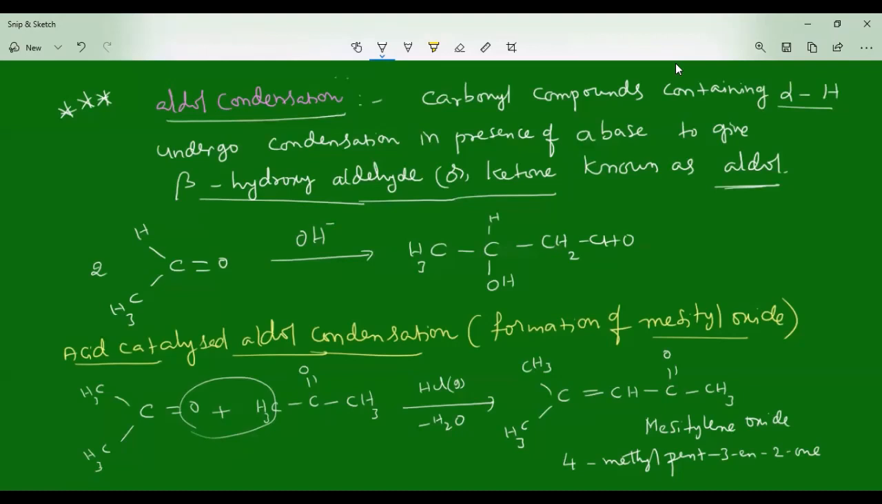This is a kind of process called aldol condensation reaction. If this takes place with excess of acetone, what is the product? Suppose acid catalytic reaction, formation of mesityl oxide is obtained here. Acetone reacts with dry HCl, the product is mesityl oxide. But in the exam, if they give something differently, that is acid catalyzed reaction with excess of acetone, then this can be called formation of phorone.